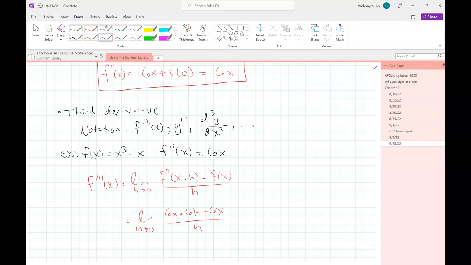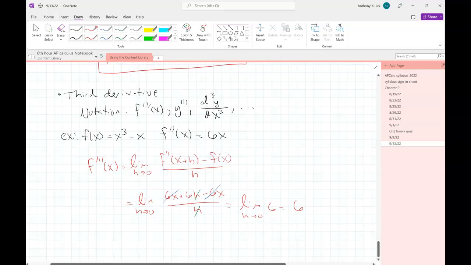Okay, so if I combine like terms, the plus 6x and minus 6x cancel, and then I can reduce, because everything has a greatest common factor of h. So the limit as h approaches 0 of 6 is just 6. So I have then my third derivative is 6.